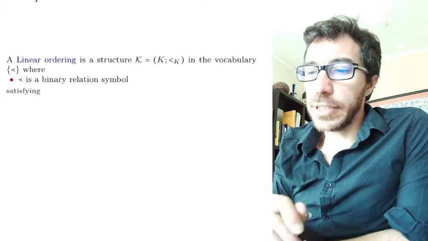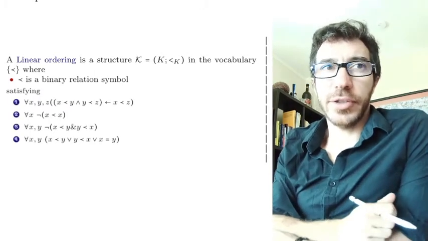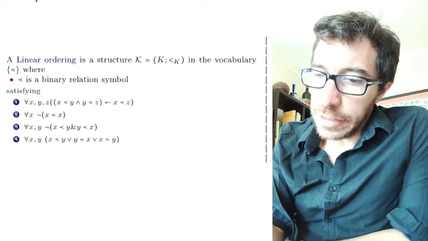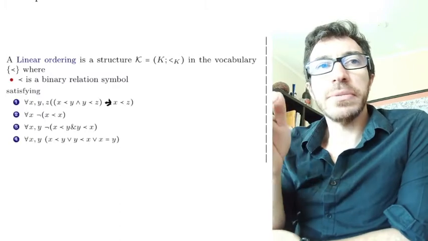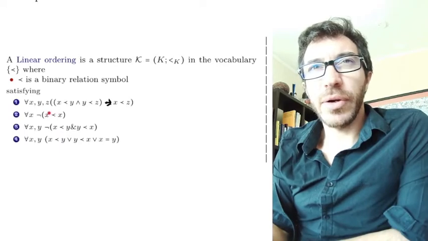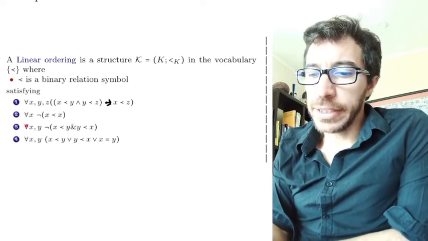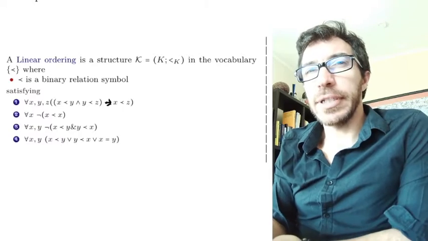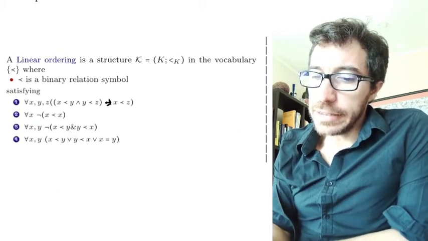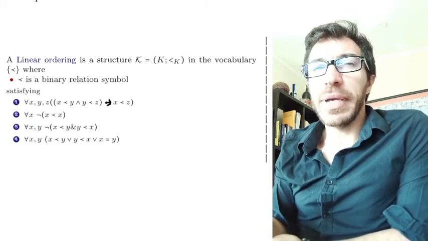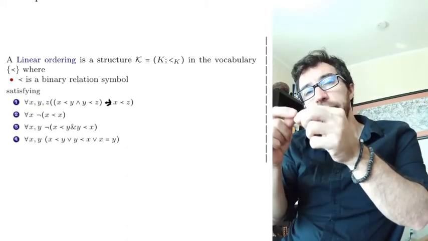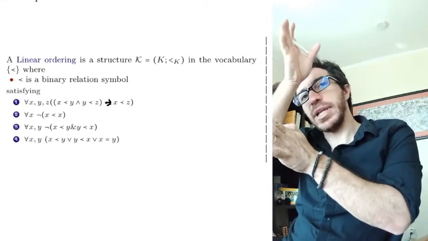And the structure needs to satisfy 4 axioms. They are called axioms. And the first one is transitivity, which tells you that if x is below y and y is below z, then x is below z. Anti-reflexive, that tells you that nobody is strictly below itself. Anti-symmetric, that tells you that you cannot have x strictly below y and y strictly below x at the same time. And also they satisfy the trichotomy, that tells that for any two elements, either x is below y or y is below x, or they are the same. Those are the only three possibilities. That's going to make it a linear ordering.